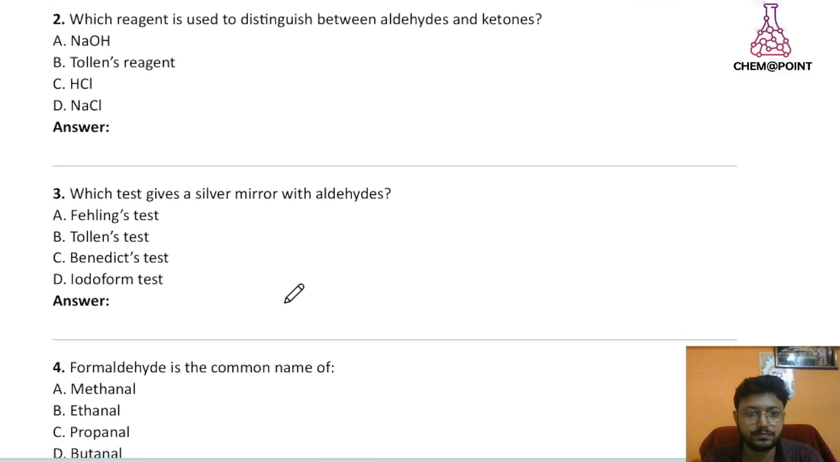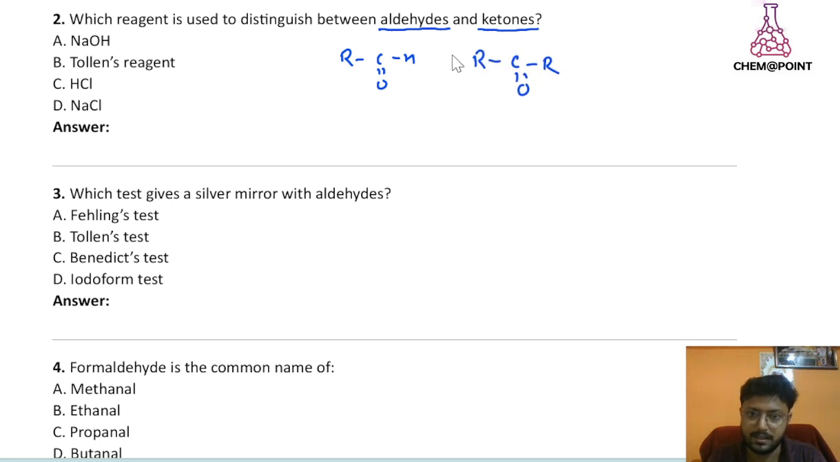Question number 2. Which reagent is used to distinguish between aldehyde and ketones? Okay, students, here two functional groups are present. One is the aldehyde, second one is the ketone. Aldehyde, R C double bond O single bond H. It is a functional group of aldehyde. Ketone, R C double bond O single bond R. It is a ketone. How to distinguish? How to segregate? It is an aldehyde, it is a ketone.